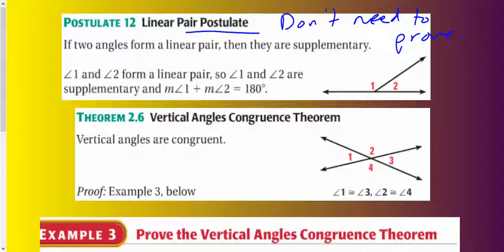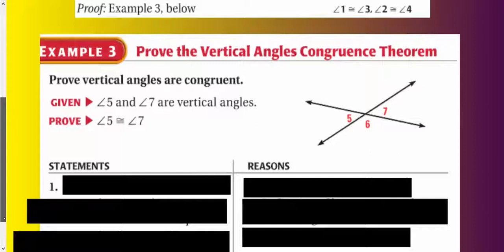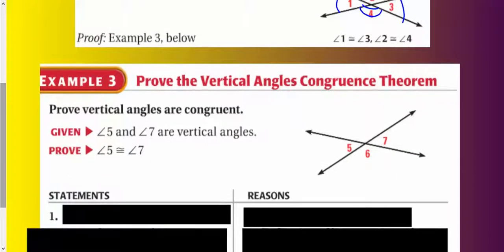All right, and then we have the vertical angles theorem, and we've talked about this as well. If two angles are vertical, then they're congruent. So 1 is congruent to 3, and 2 is congruent to 4. All right, we're going to prove the vertical angles congruence theorem. So given 5 and 7 are vertical angles, we're going to show that they are congruent.